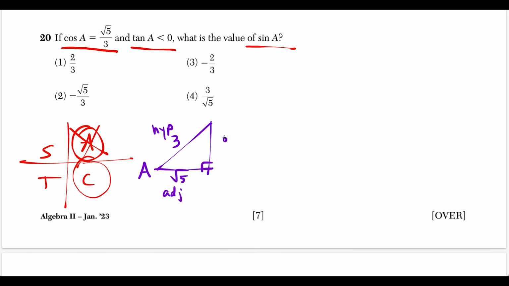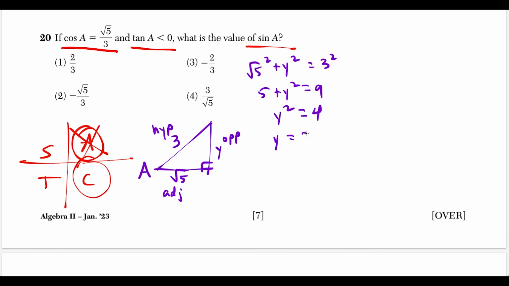So then to find the opposite side, we could use the Pythagorean theorem. So let's say I just call this y for now. I would have radical 5 squared plus y squared is equal to 3 squared. And that would give me 5 plus y squared is equal to 9. And then if I subtract 5, I get y squared equals 4. And since we're on a triangle here, I'm just going to say y equals 2. I'm not going to worry about the plus or minus.